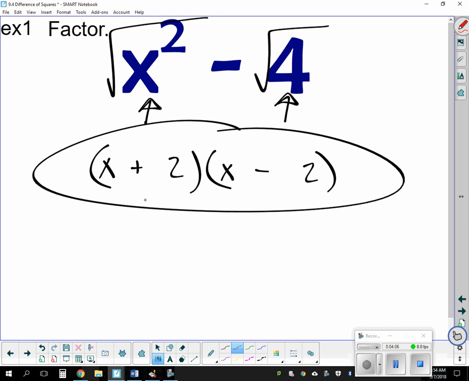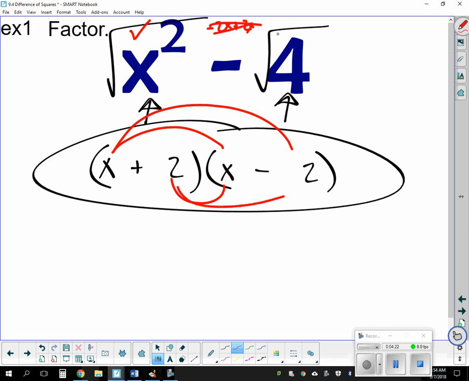That's all there is to it. How would you check it? You'd multiply it out. X times x is x squared. X times negative 2, well, that'd be a negative 2x. But then what's 2 times x? That's positive 2x, and those cancel. That's why there's nothing in here. And then 2 times negative 2 is negative 4. So sure enough, that checks, that works out. Okay?